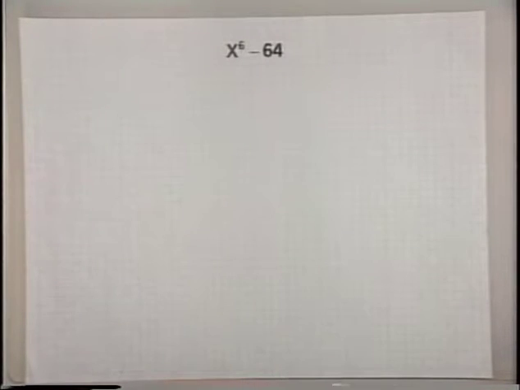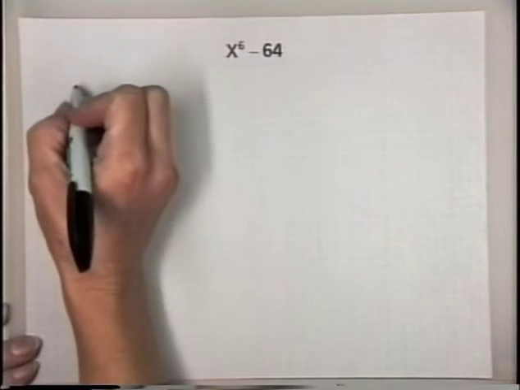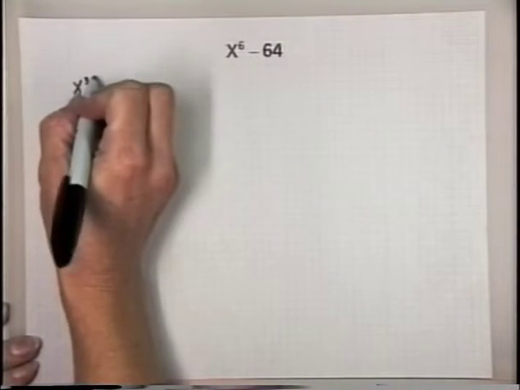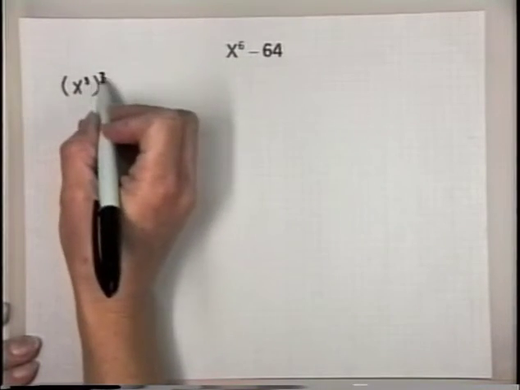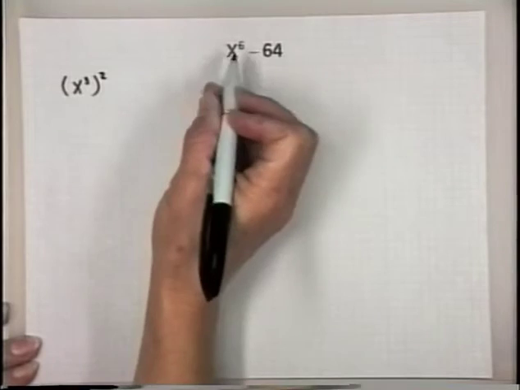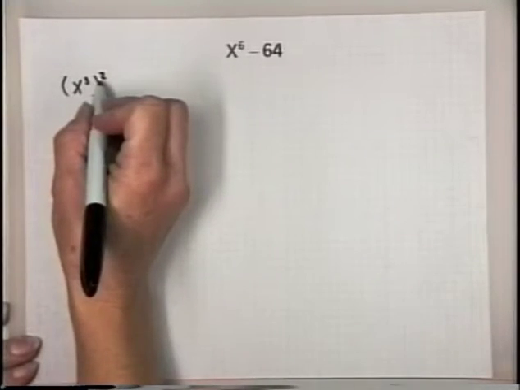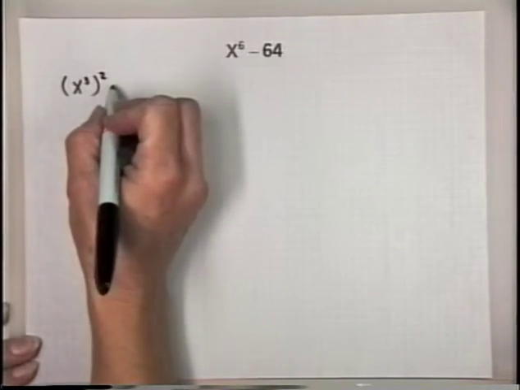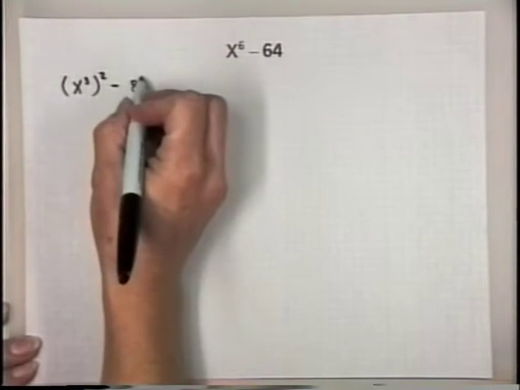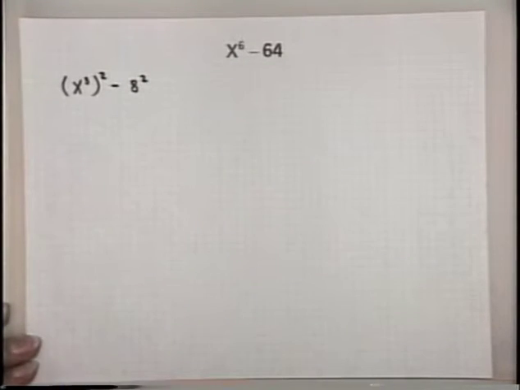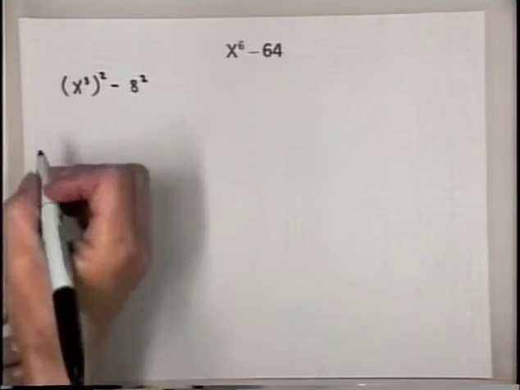64, of course, is a perfect square. What about x to the 6th? If you remember your rules for exponents, if I have x cubed squared, I multiply these exponents and get x to the 6th. So x to the 6th is a perfect square. So I'm going to write this as x cubed squared minus 8 squared so that we can see this difference of squares. If we have a difference of squares, our factors are conjugates using the square roots.